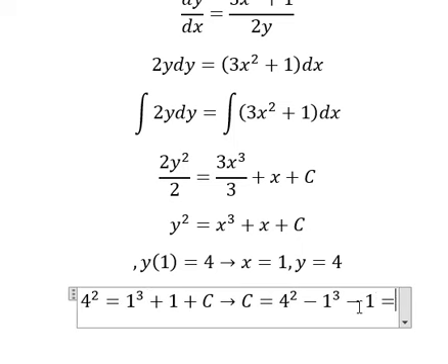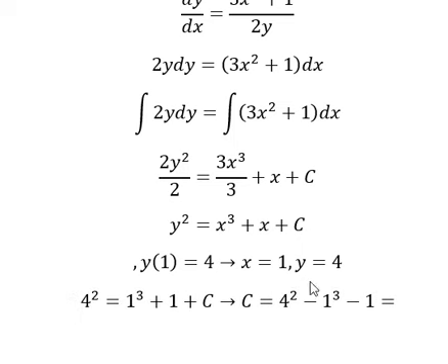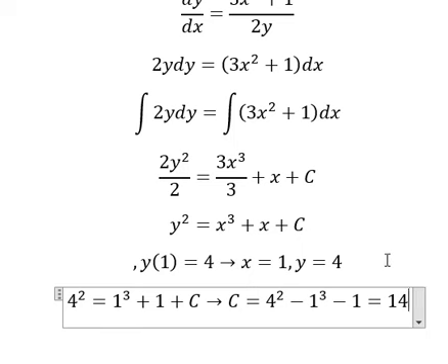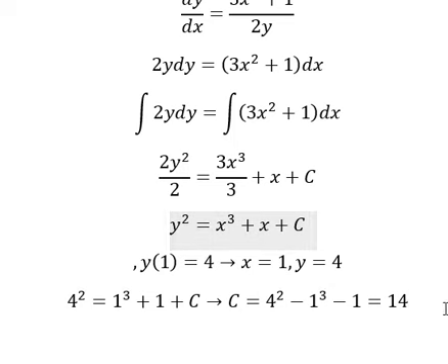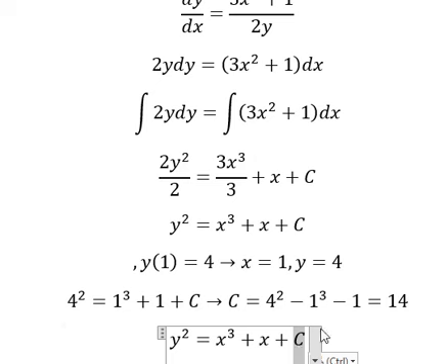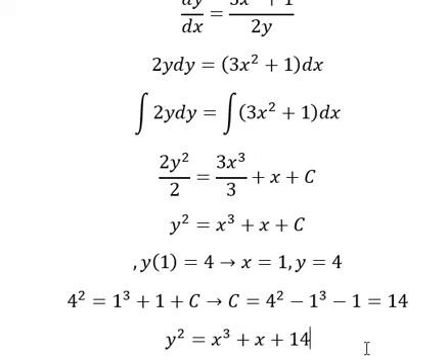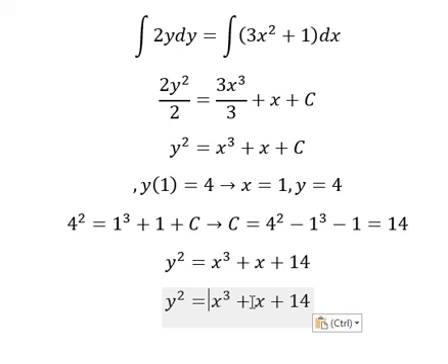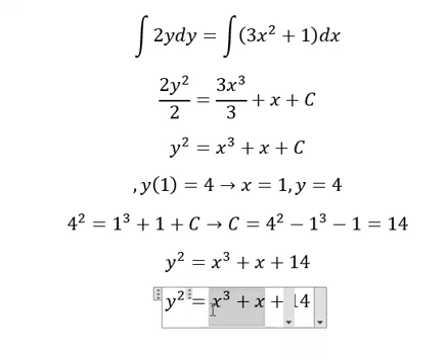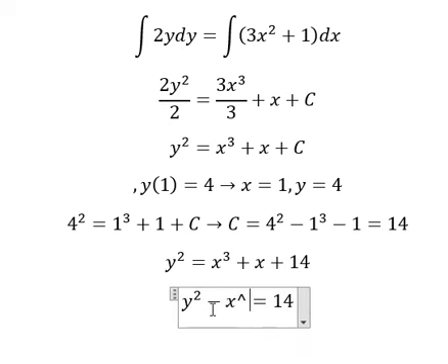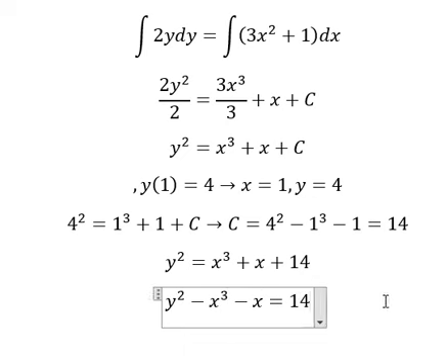So, we calculate this one, and we have 14. So, I will change the value of c into 14. Later, I will put this one to the left. And this is the final answer.